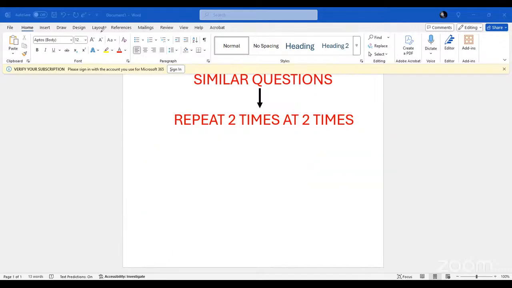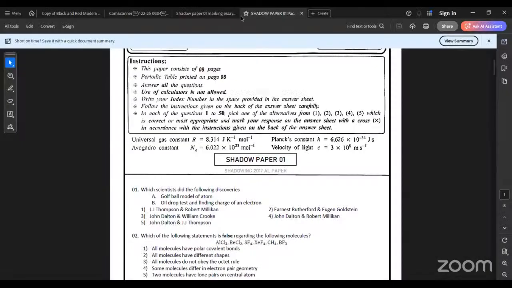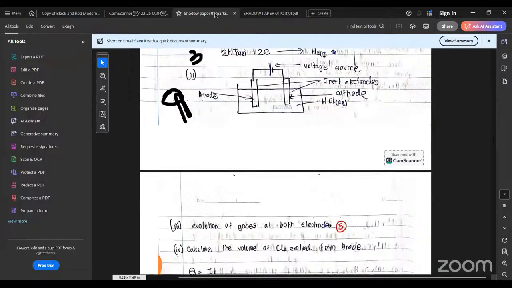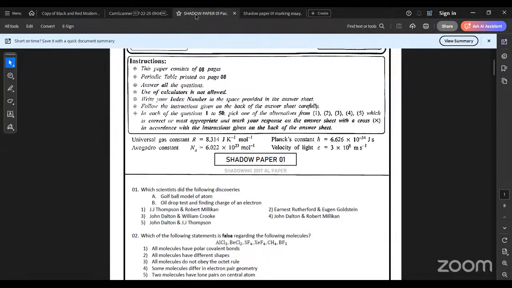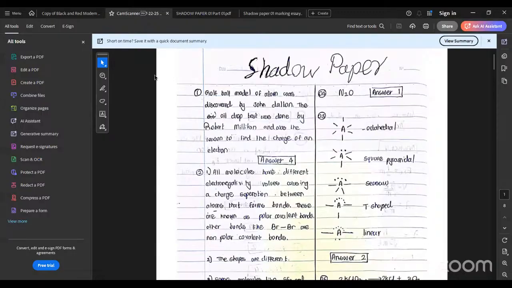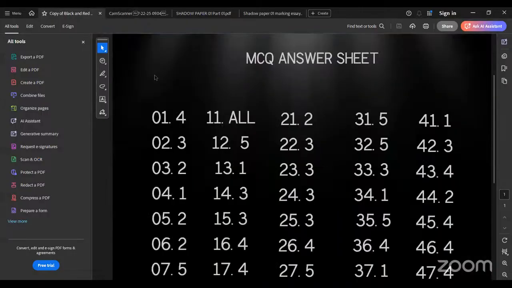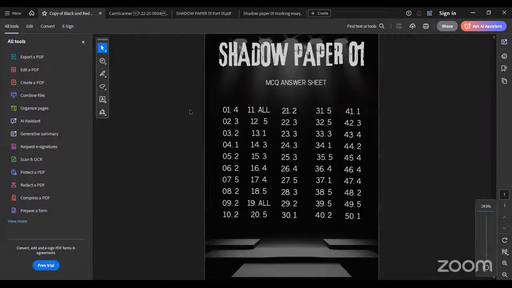Right, let's go to the paper now. Okay, there were corrections which I gave in the paper, as you can remember. Right, so this is the MCQ paper. This is the essay marking. I don't want that for now. This is the MCQ paper, and then this is the MCQ review. And then this one is the MCQ answer sheet, right? Okay, let's see.